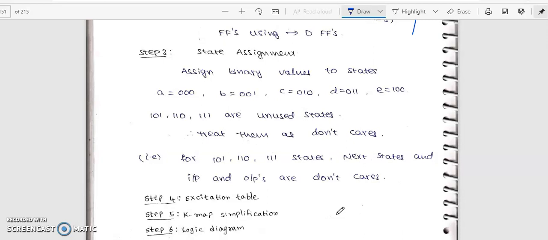So QA plus 1 is equal to DA. Write the QA plus 1 column under DA, next write the QB plus 1 column under DB, and then the QC plus 1 column under DC. After that, with the help of the present states and output, derive equations for DA, DB, DC along with Y.